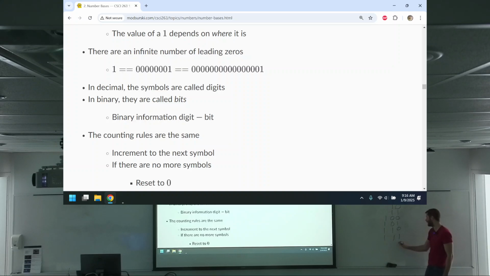What happens? Reset. What happens? Reset. What happens? Reset. Increment the next one, 1. 0, 1, 2, 3, 4, 5, 6, 7, 8. Cool, right? I think that's cool. It follows the exact same pattern.